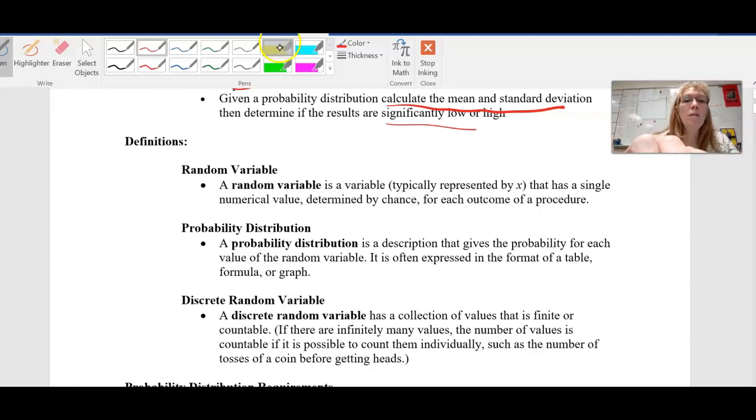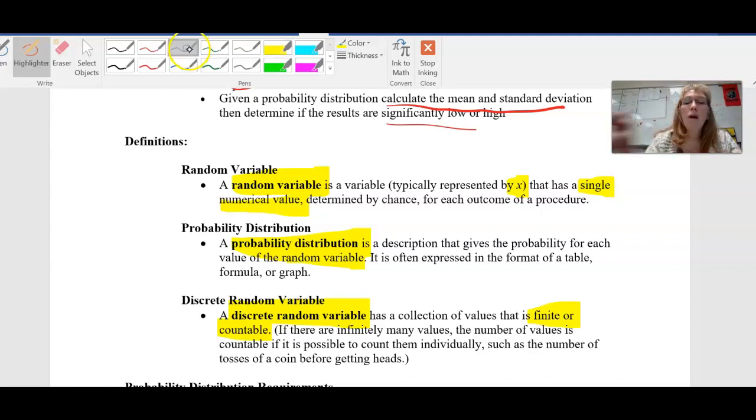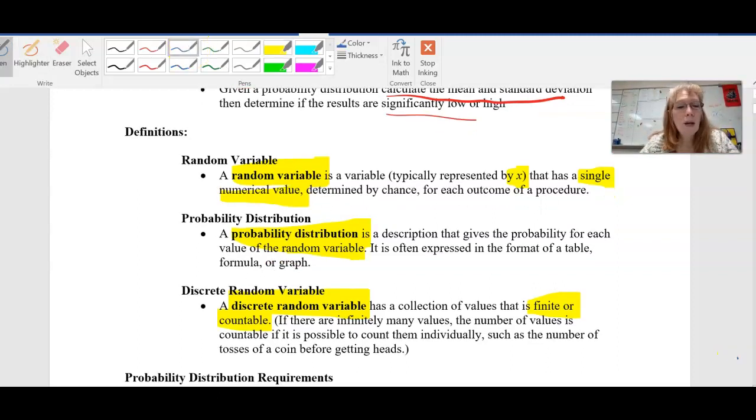A random variable, generally represented by x, has a single numerical value determined by chance for each outcome. A probability distribution gives a probability for each random variable. It's usually expressed in the format of a table, formula, or a graph. A discrete random variable has a finite or countable set of values, such as tossing a coin. So now let's go on.